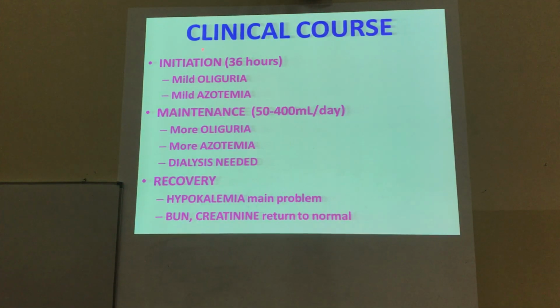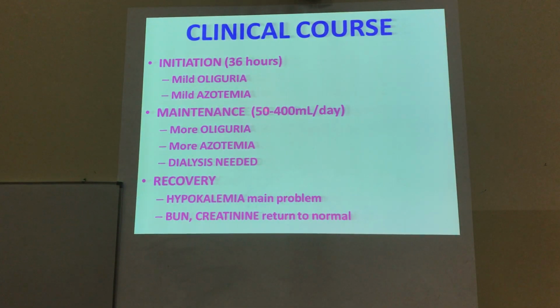So in initiation there is this, maybe no signs or symptoms here. But in the maintenance phase, the urine output is going down, between 50 and 400. When it becomes less than 400, this is severe. Even between 50 and 400 it is still the maintenance phase, and azotemia worsens. This is the point when you do dialysis and the patient can get okay.